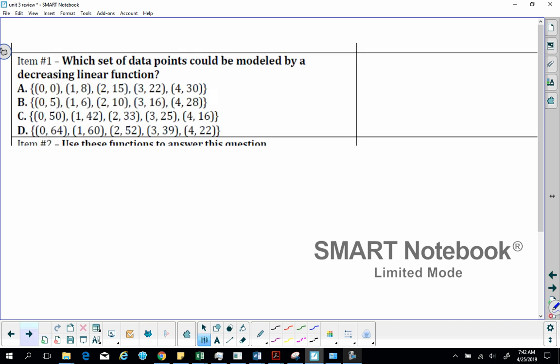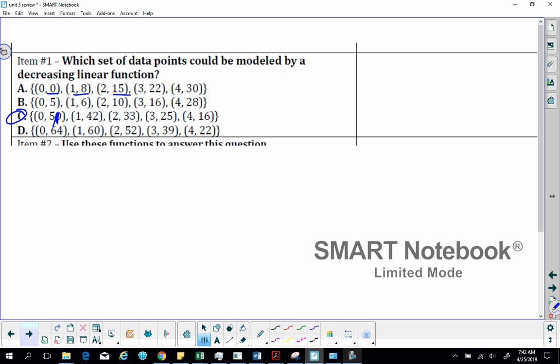Cool. Next one was this. This is from your homework. Does anyone need me to go over this? Or first, what was the answer? C was the answer. Anyone need me to go over? Okay. So all you're doing, first of all, decreasing. What does that mean about your y's? Are they going up or down? Down, right? So this one's going from 0 to 8 to 15.